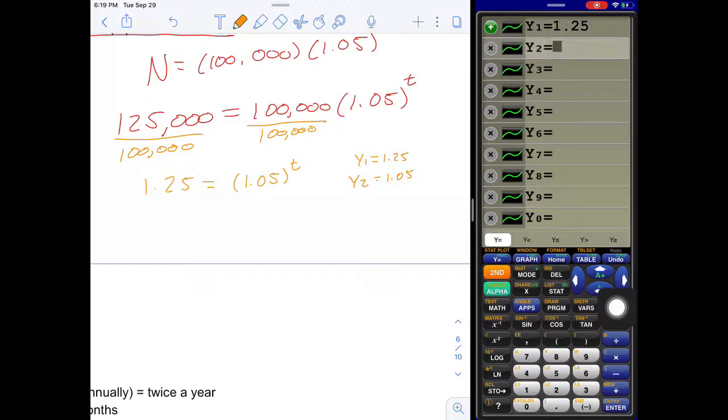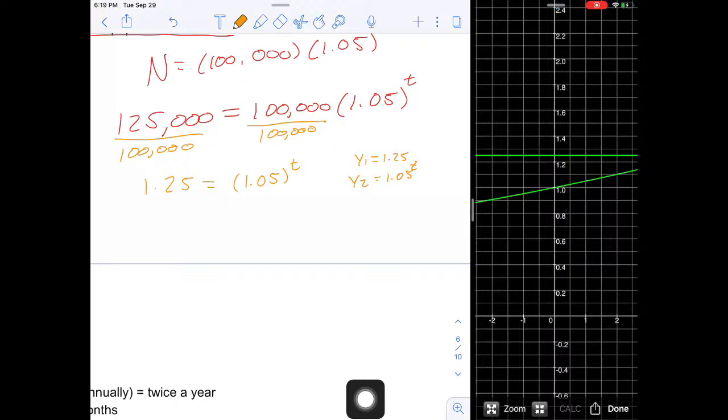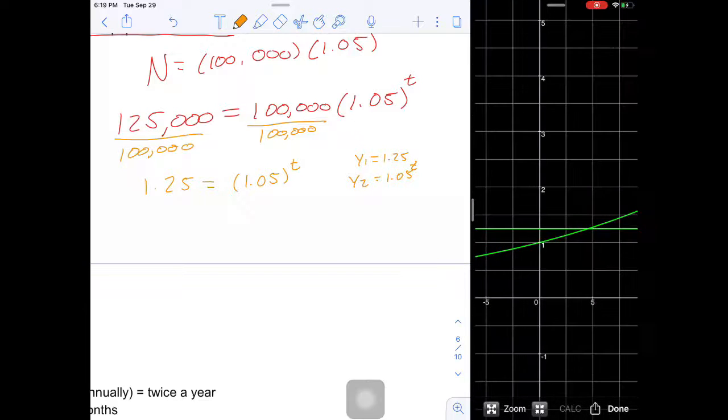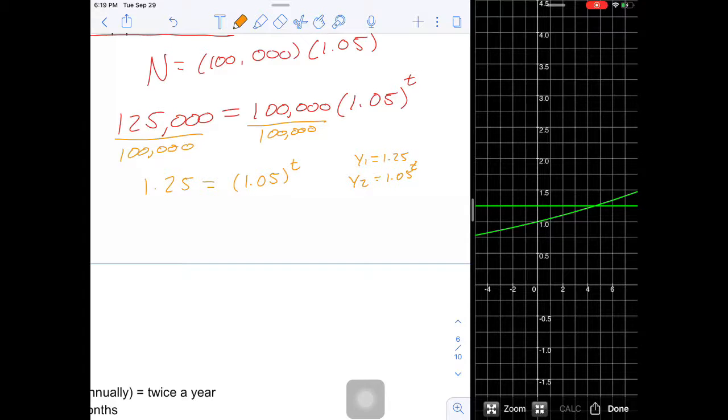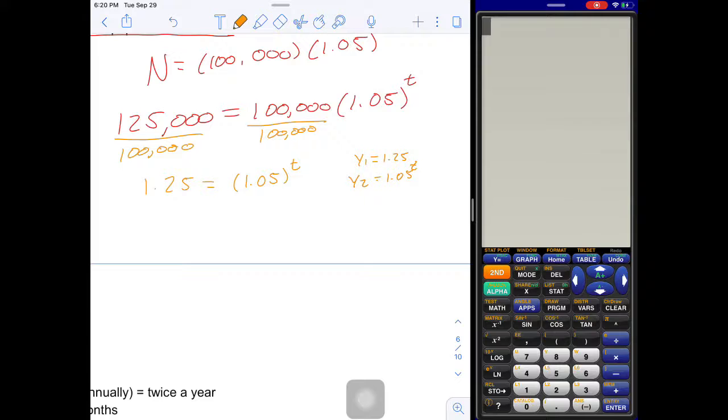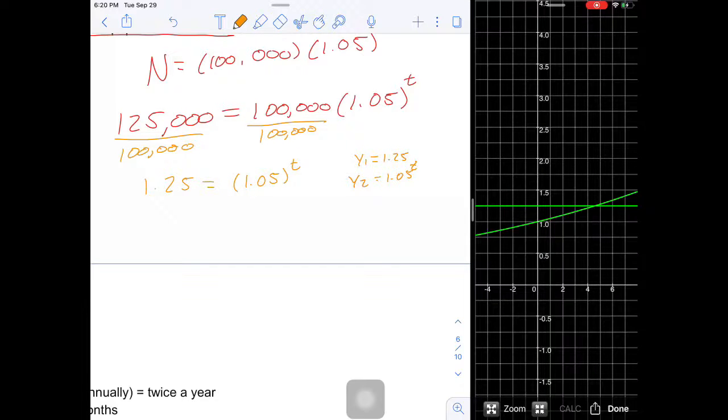I'm going to go down to y2, and I'm going to put in 1.05, and that's going to be to the power of t, and in this case, I'll use x since it's in my calculator. I'm going to hit graph, and I'm looking for those intersection points. You're going to have to play with your window function, and then again, you're going to press calculate, and you would find the intersect.